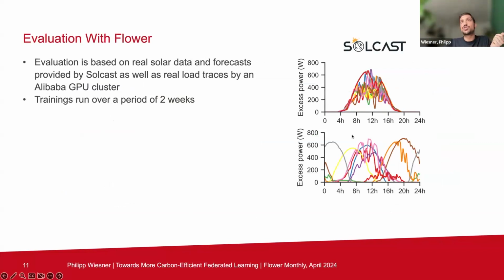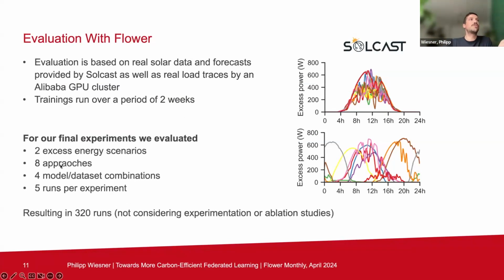And for Fed0 to show effect, we need long trainings. We need really to train over the course of many days. So we execute our trainings over 2 weeks. And now you can maybe already see the problem. Because for our final experiments, just for the final table in our paper, basically, we had 2 energy scenarios. One where all the power domains are co-located. It's 10 cities in Germany. So also all the excess energy patterns are very correlated. And in the second scenario, we have a globally distributed setting.